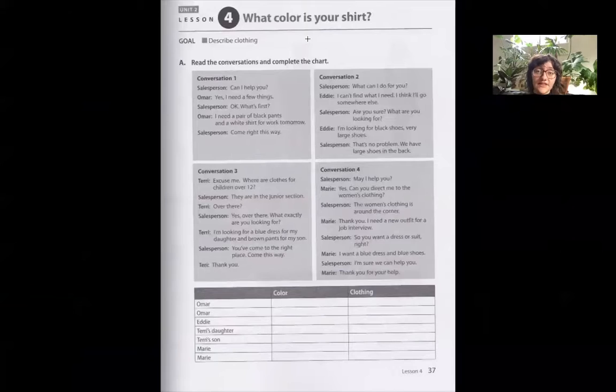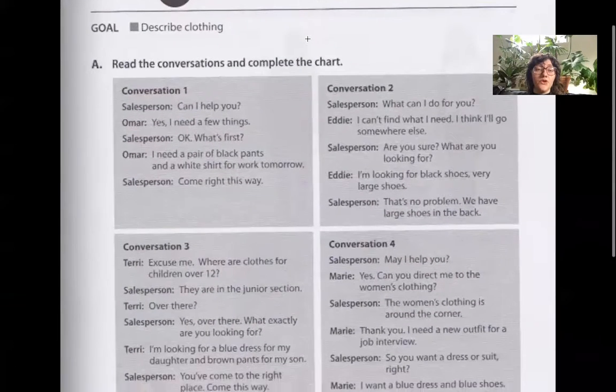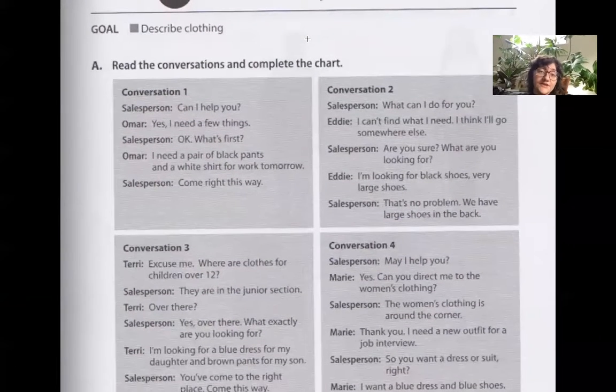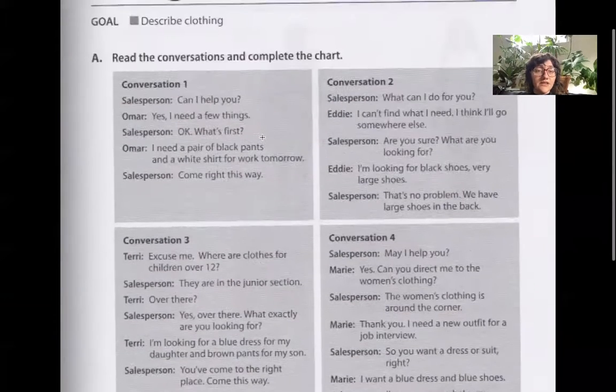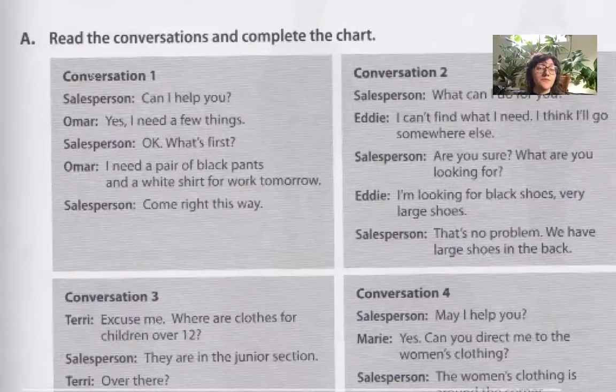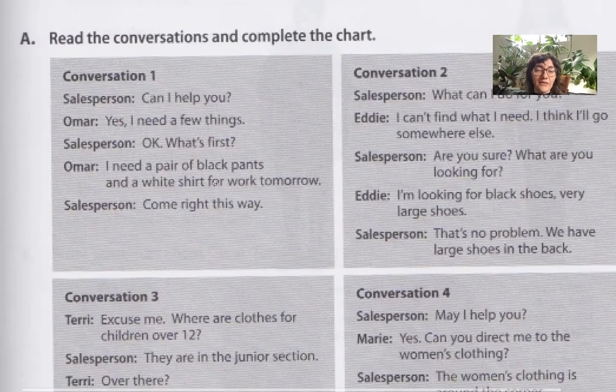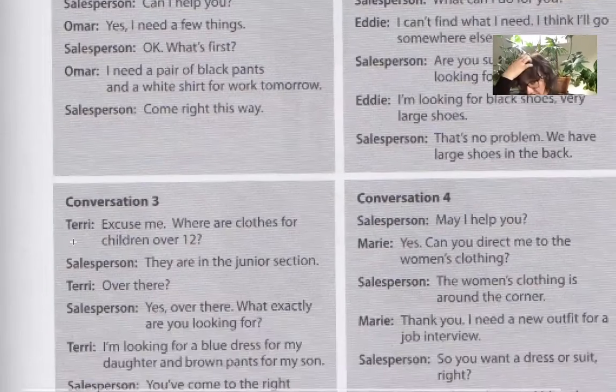So we'll just move on to the next things where we practice to describe clothing. It says, read the conversations and complete the chart. So you can read the conversation. Conversation 1, salesperson, can I help you? Omar, yes, I need a few things. Salesperson, okay, what's first? Omar, I need a pair of black pants and a white shirt for work tomorrow. And the salesperson says, come this way. So Omar is telling the salesperson what he needs so the salesperson can take him there.